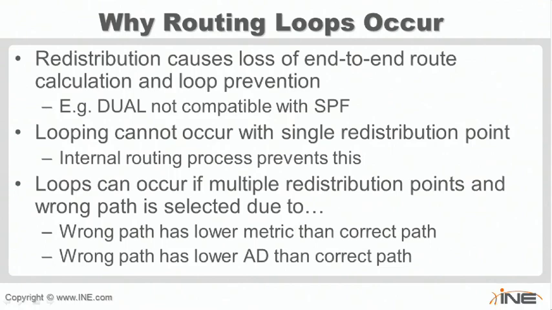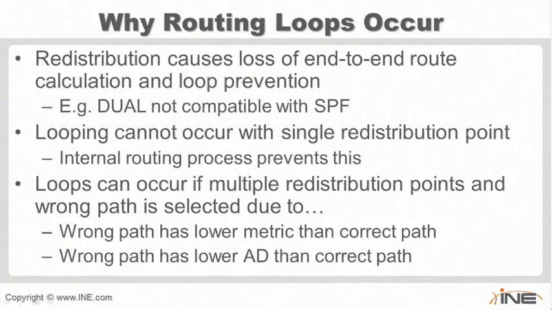In our next section here, we're going to look at problems that can occur during redistribution. We'll see two different types of loops that are related either to the metric or to the administrative distance, how to identify these potential looping problems, and then how to prevent them with different tools in the IOS.